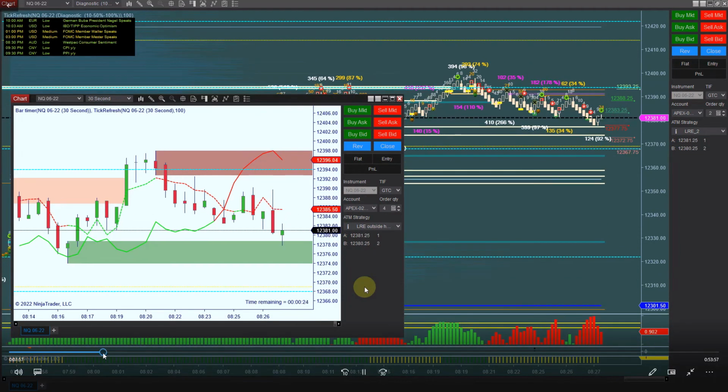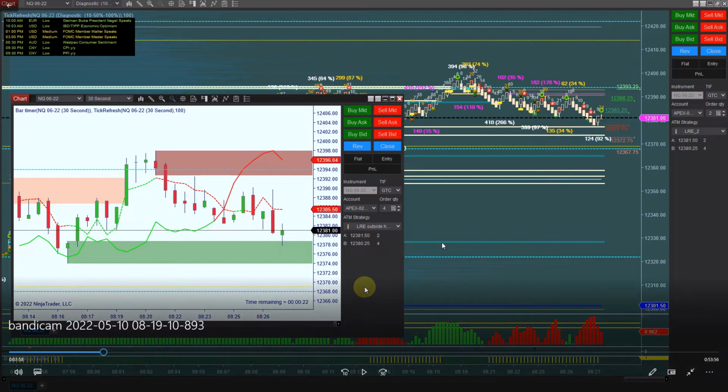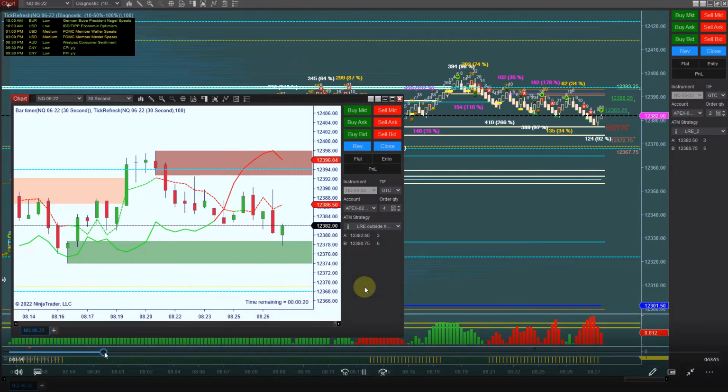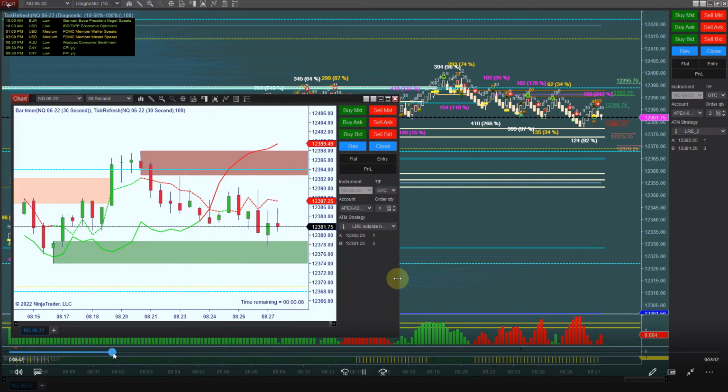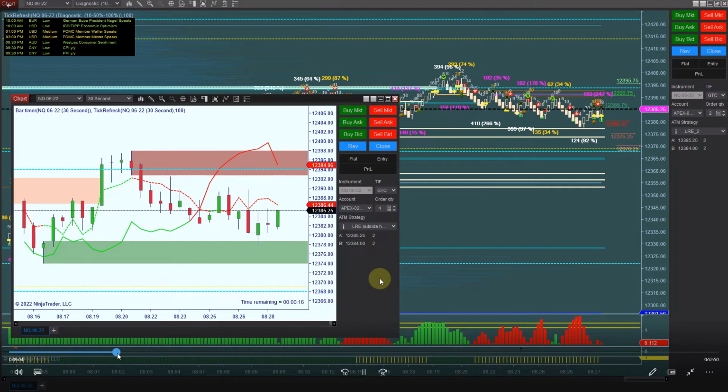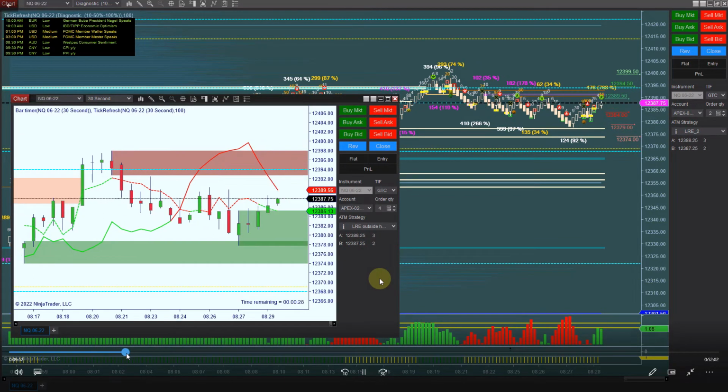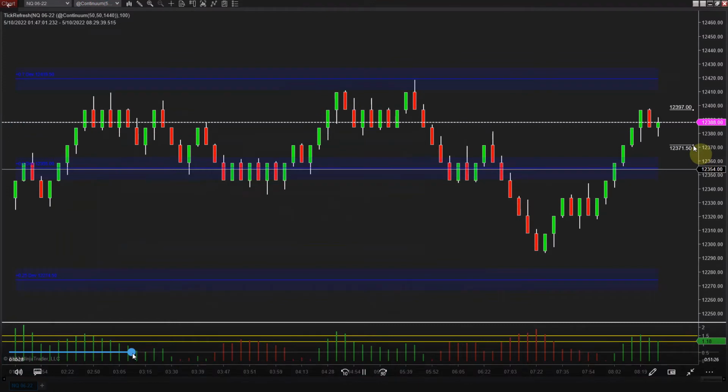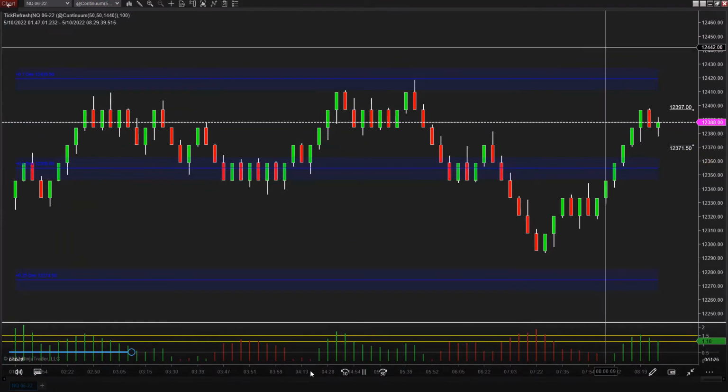Okay, it's breaking down. Look at this. Wow, amazing, right to that mini magnet. It did bounce enough to give us that win if you took that, but right down to that mini magnet. Let's see where it goes from here. Okay. Chopping around a little bit, trying to make up its mind. Again, this is NQ.